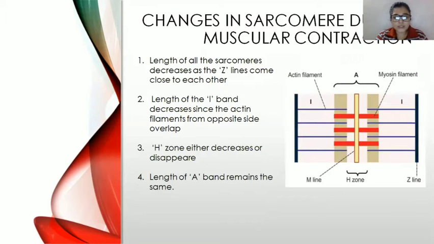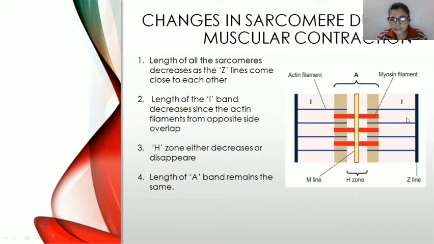Now we're going to see what changes occur in the sarcomere during muscle contraction. The sarcomere is the basic functional unit of the cell. As we can see, this is the sarcomere. The change occurring here is that the length of the sarcomere decreases as the Z line comes closer. During the contraction, these filaments overlap each other, so these two border lines, the Z lines, come close to each other.